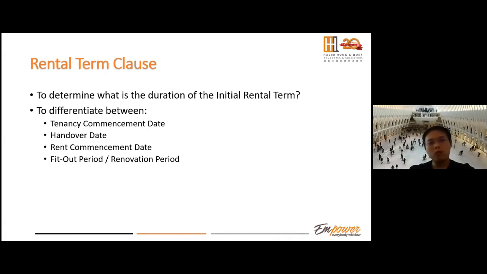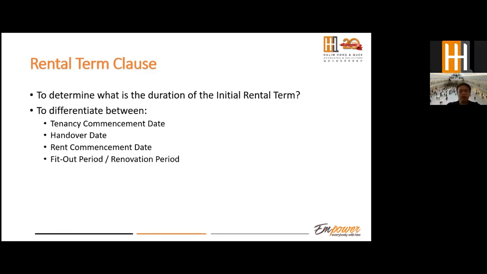Then handover date will be when you sign the tenancy agreement, then you submit the required documents. For example, you pay the renovation deposits, so that the landlord will only then hand over the premises for you for renovation. Normally this period after handover, we call fit up period or renovation period. That means normally you won't need to pay rent during this period. Maybe you have 2 months or 3 months. It depends on the complexity or how big your property is. Then maybe you have 2 months, 3 months free.